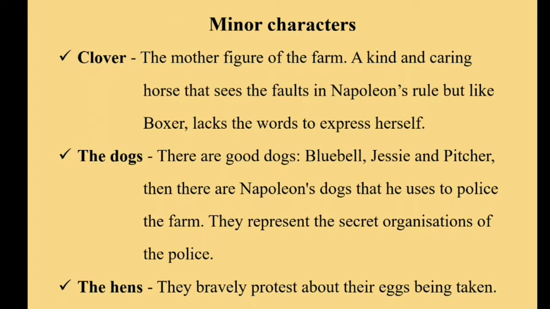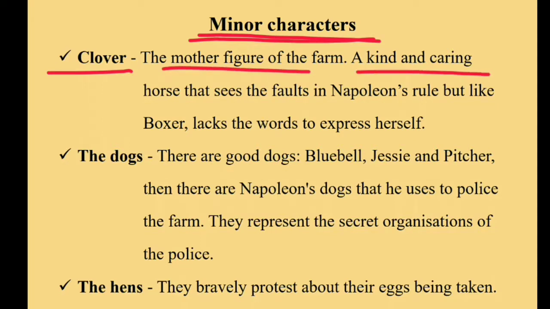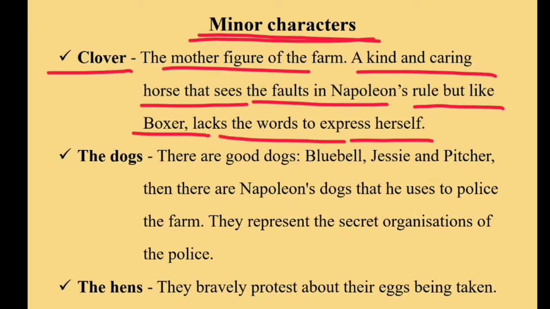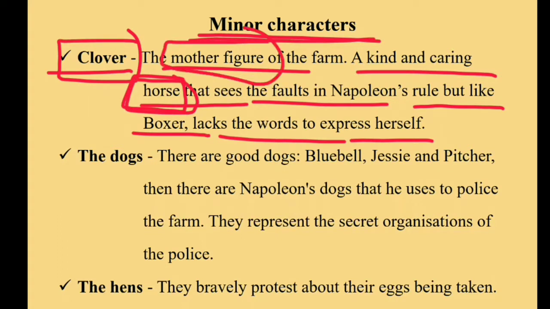Apart from these, we have minor characters to complete the novel. Those are Clover, the mother figure of the farm, a kind and caring horse that sees the faults in Napoleon's rules but, like Boxer, lacks the words to express herself. Here in the question you might get to write who is Clover. So here you have to mention Clover is a horse, okay, motherly figure in the farm who is able to understand the injustice which is done by Napoleon but not able to express. Okay. Next is dogs.